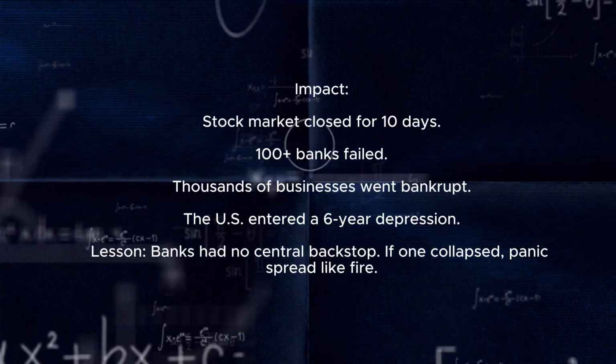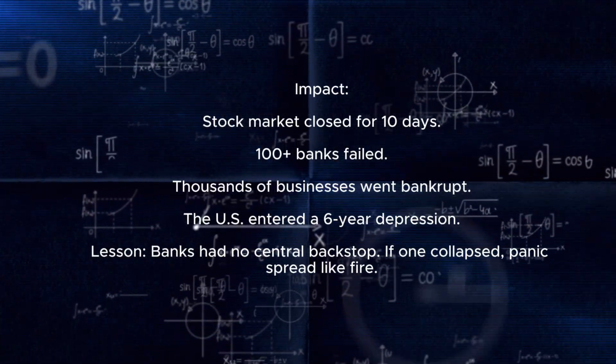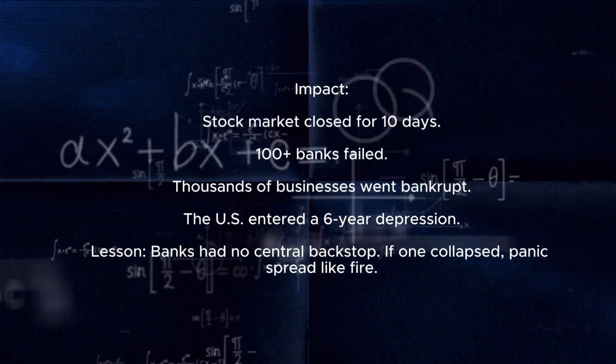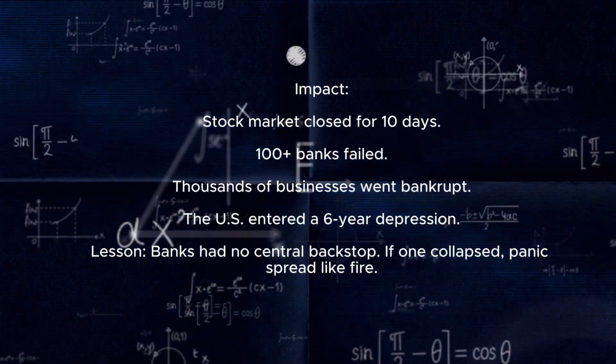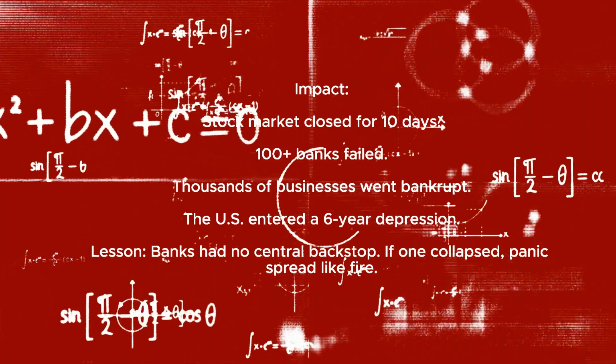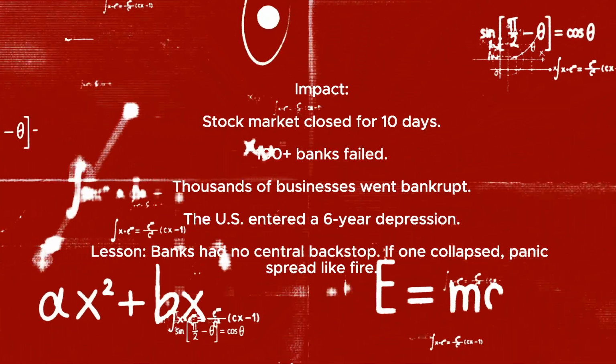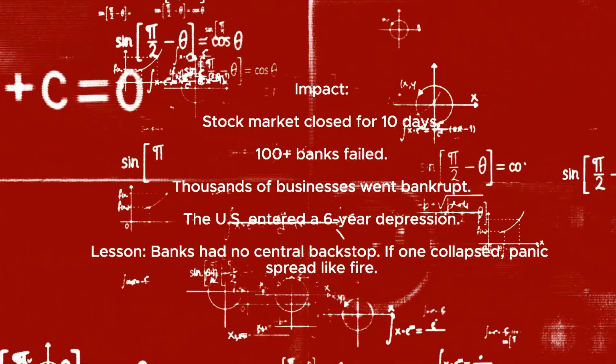Impact: the stock market closed for 10 days. 100+ banks failed. Thousands of businesses went bankrupt. The U.S. entered a 6-year depression. Lesson: banks had no central backstop. If one collapsed, panic spread like fire.